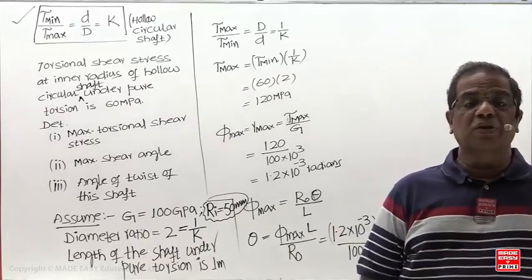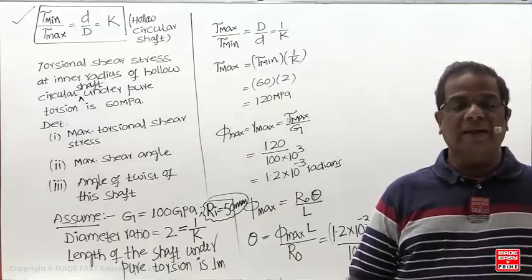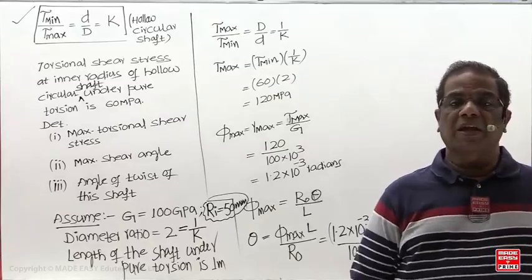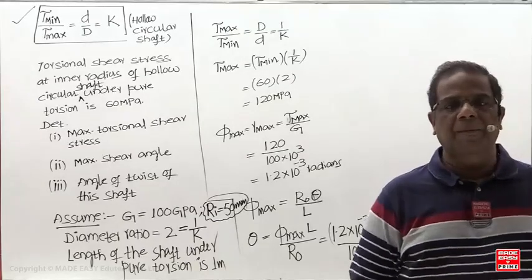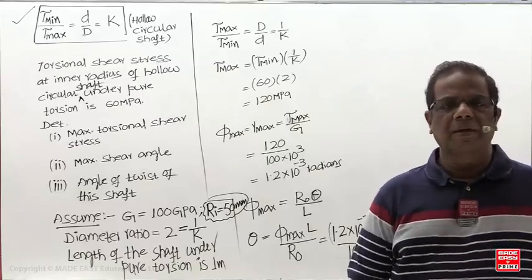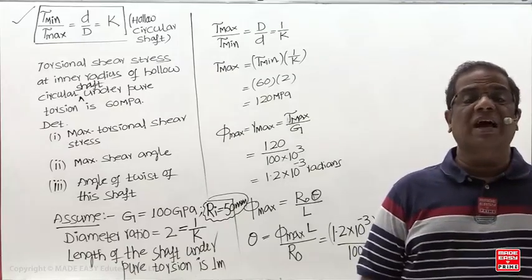But the second friend is going to use the tau max equation, T by Zp. He can use it, but it may take some time, one minute or less than one minute. But some students are going to use the G R theta by L.